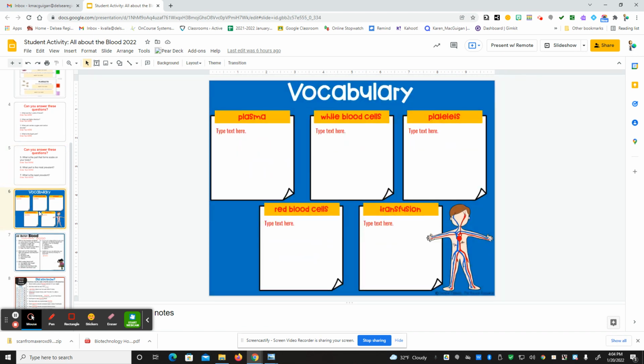Slide number 6 is, again, just an example of vocabulary. So you could, again, look at your notes, or you can go to Google, and you're just telling me what these words mean. Okay, just kind of reinforcing that.